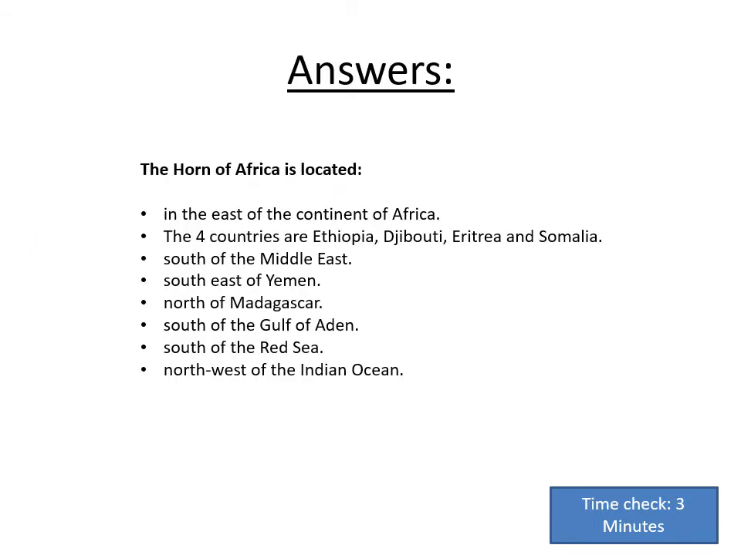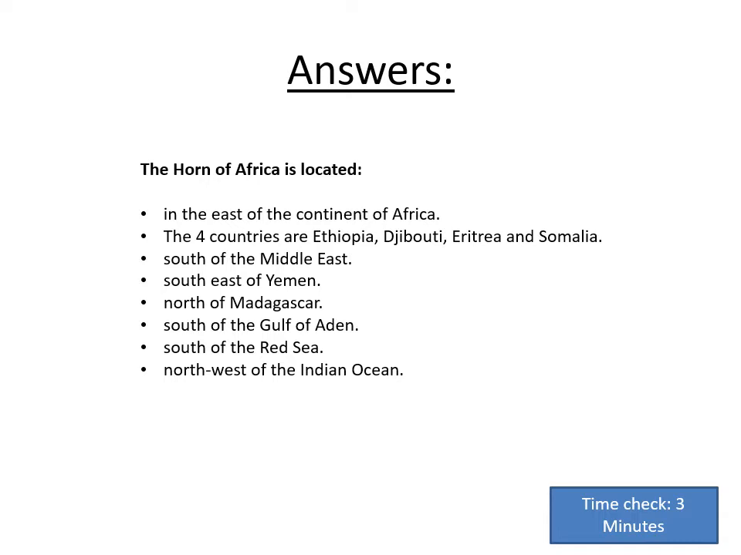Okay, so here are some ideas. If you didn't manage 3, you can now certainly add these to make at least 3. You may very well want to write all of them. So the Horn of Africa is located in the east of the continent of Africa. It is definitely East Africa. The 4 countries: Ethiopia, Djibouti, Eritrea, and Somalia.